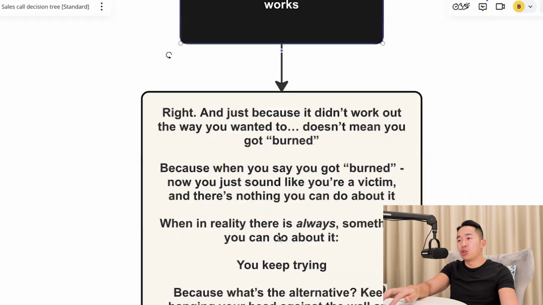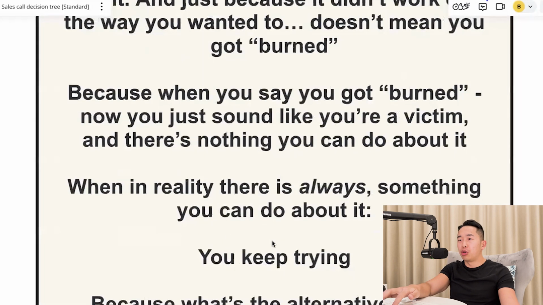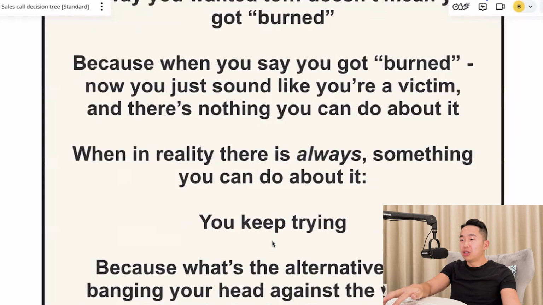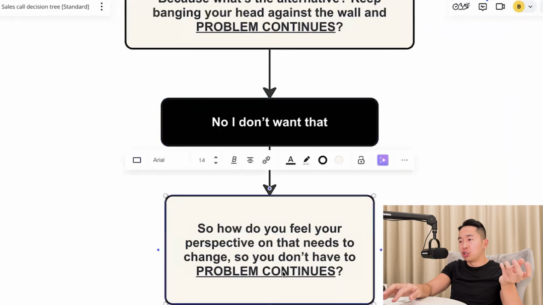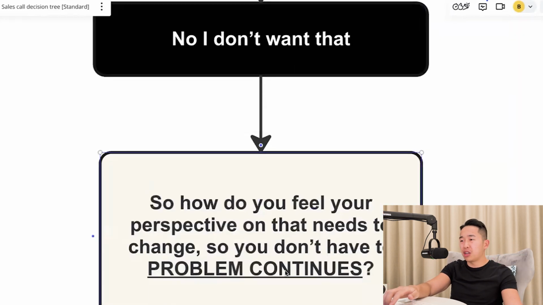Right. And just because it didn't work out, it doesn't mean you got burnt. Because when you say you got burned, now you just sound like a victim. There's nothing you can do about it. When in reality, there's always something you can do about it. You keep trying. Because what's the alternative, man? Keep banging your head against the wall, keep being stressed out about money for another 12 months. You go into that. It's like, no, I don't want that. So how do you feel your perspective on it needs to change so you don't have to just keep being in that paycheck to paycheck, feeling stressed out?